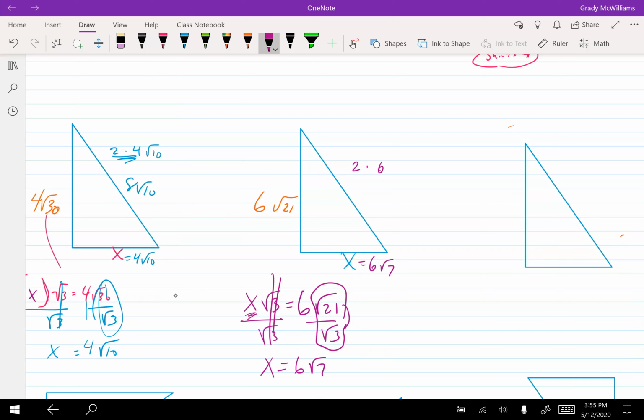So this makes 6 square root of 7. This one is twice as big. That makes it 12 square root of 7. Here's your hypotenuse, your two answers. Alright, so hopefully we're making some kind of progress.